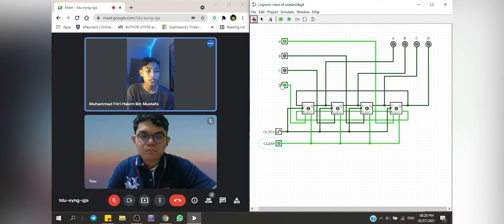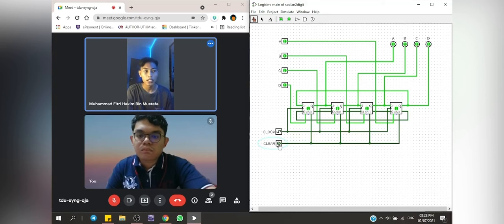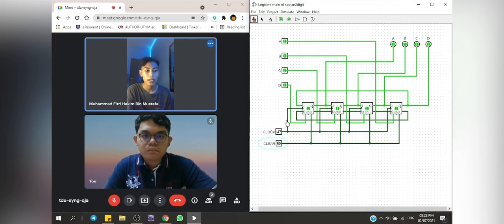For shift right, line number 11, the clear will be 1. Input D is 1, C1, B1 and A is 1. The clock pulse will be 6. Output D is 0, C is 0, B is 0 and A is 0.